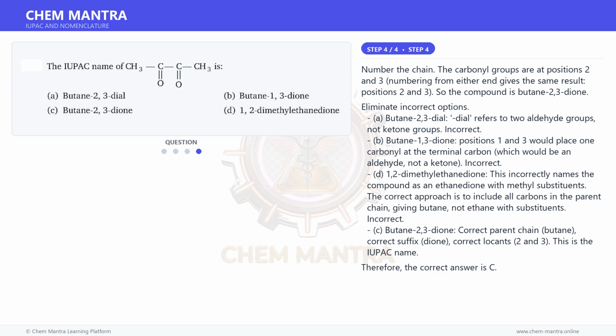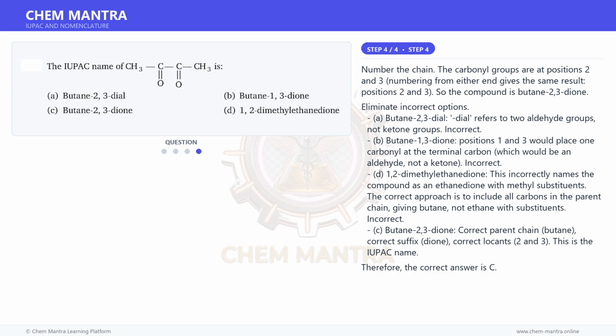Incorrect. D. 1,2-dimethylethanidiene. This incorrectly names the compound as an ethanidiene with methyl substituents. The correct approach is to include all carbons in the parent chain, giving butane, not ethane with substituents.